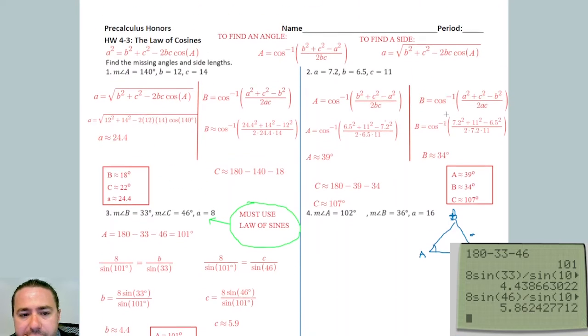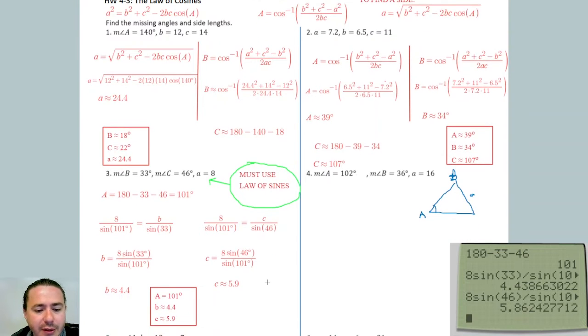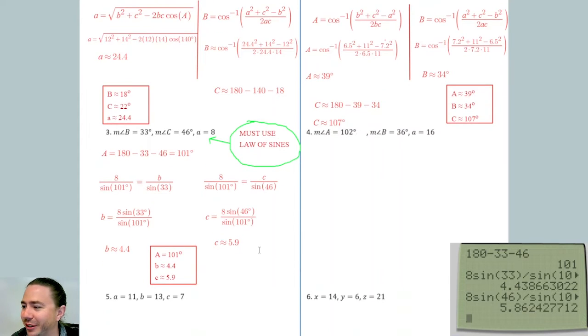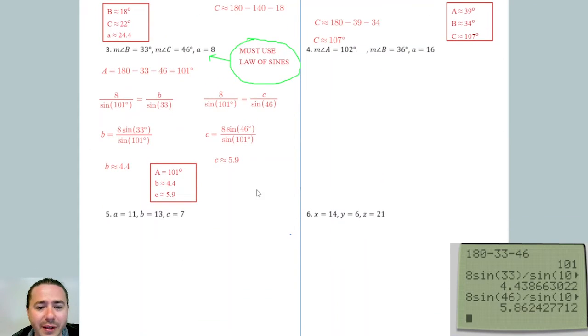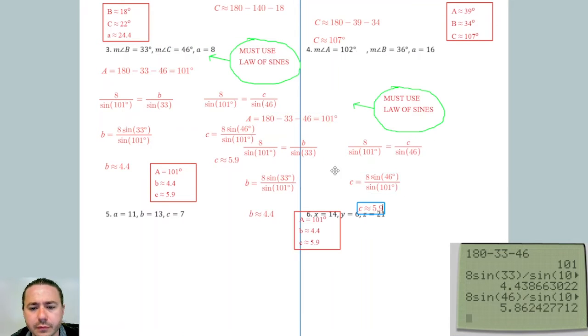Yeah, because to get this missing side, I need to know the two other sides. So we could use law of cosines on the second one, but gosh, this is another law of sines problem. Again, that's kind of annoying. Well, it's good practice. Let's keep up with our law of sines here. We're going to solve this exactly the same way as number 3.